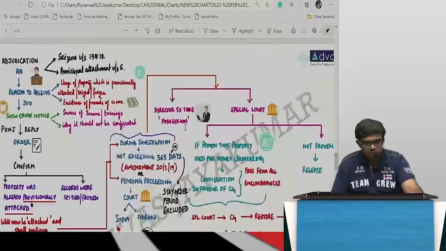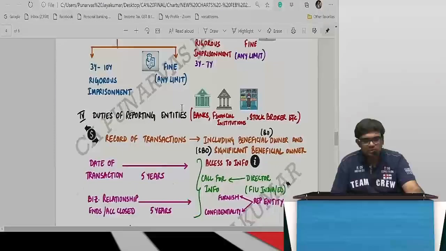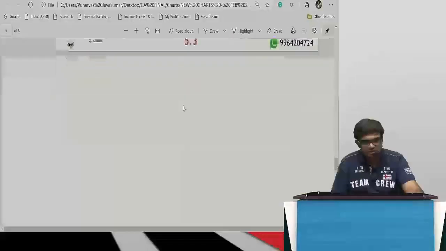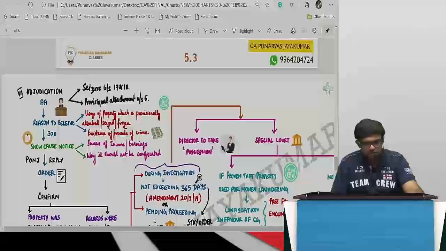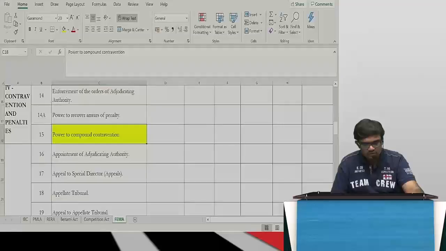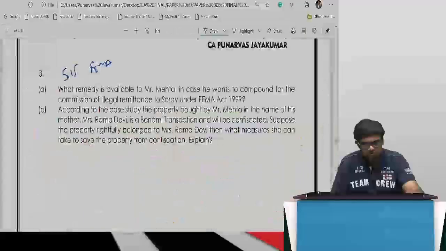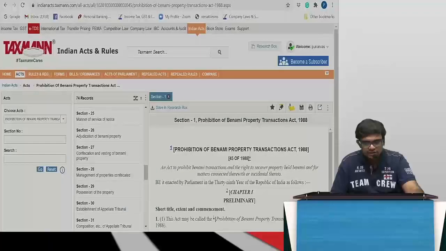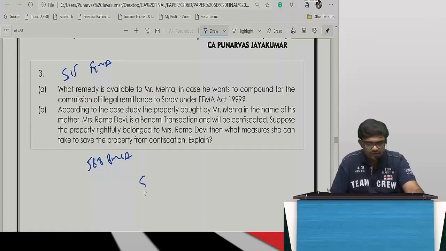There you go. So here it talks about all the confiscation and all that. Sections 5 and 8 also come. So here what comes, guys? Sections 5 and 8 of PMLA, and of course section 27 of Benami.